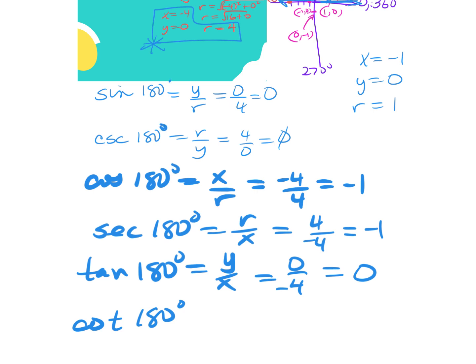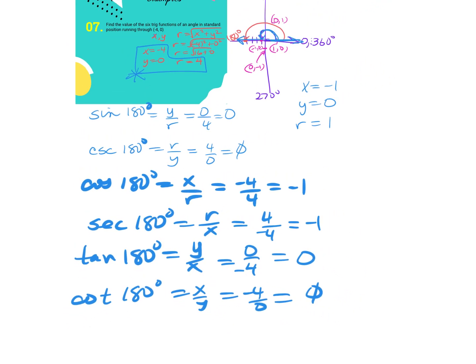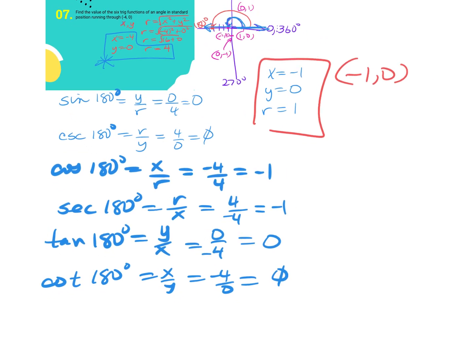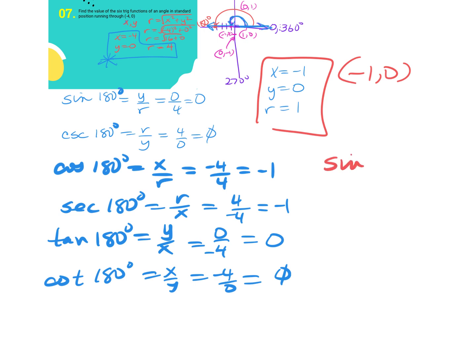So I'll have degrees, x over y, -4 over 0, undefined. Now, you can do it using the given ordered pair, but again, you could also have done it using the ordered pair -1, 0, that first ordered pair. And then the r value is always 1.